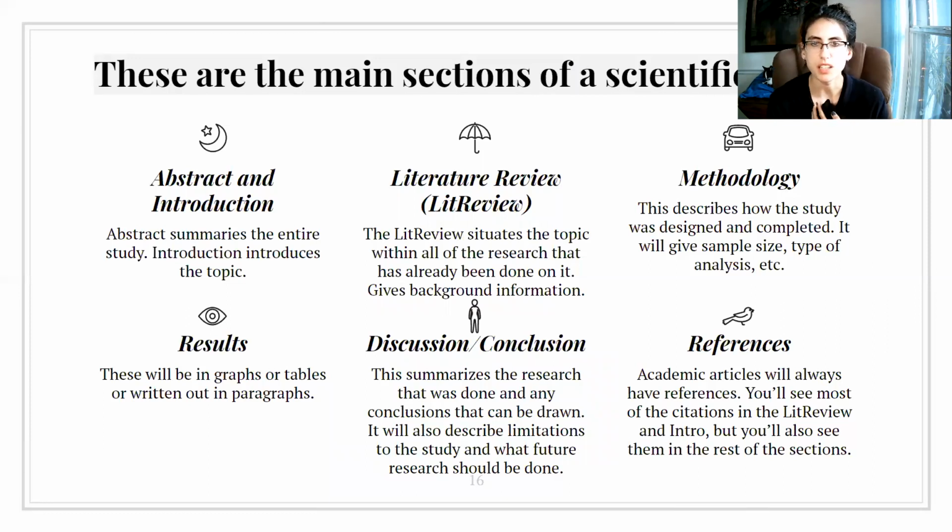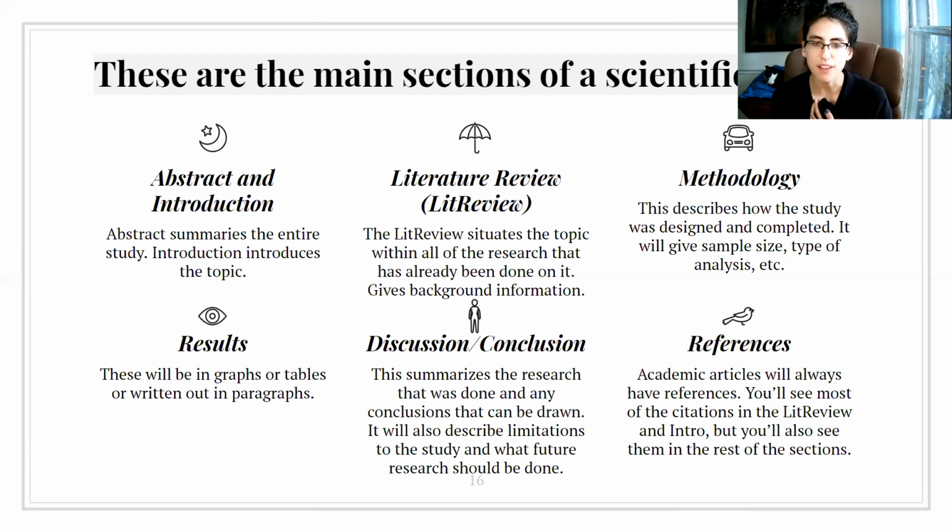Next up is going to be the literature review, also known as the lit review. This situates the topic within all of the research that has already been done on it and gives lots of background information here. This is followed by the methodology, which just talks about how it was designed and completed. You're gonna get sample size, the type of analysis, etc. Your results are gonna come next, and this is either gonna be in graphs and tables or fully written out in paragraph form.